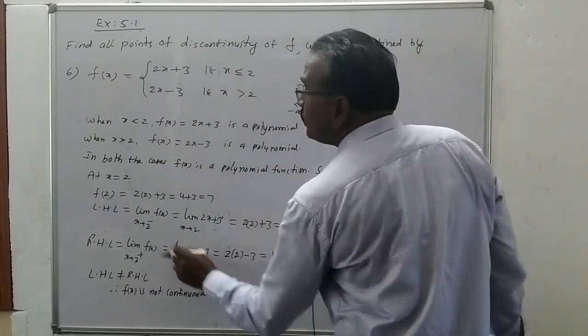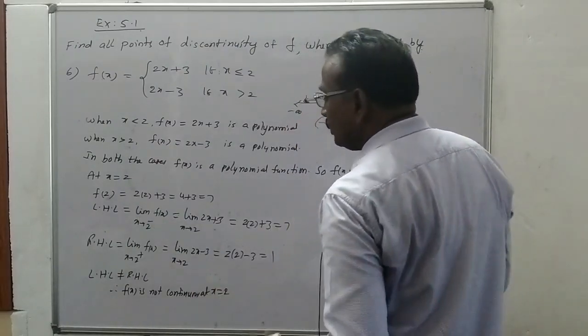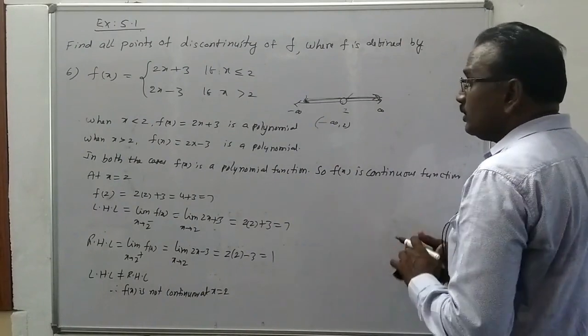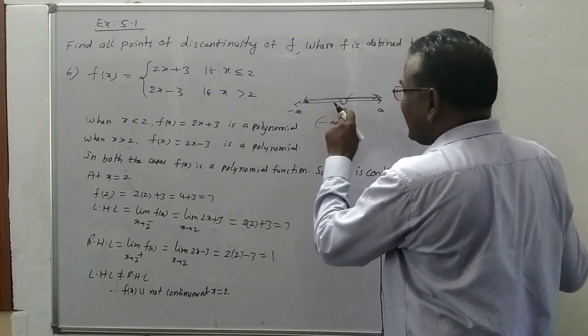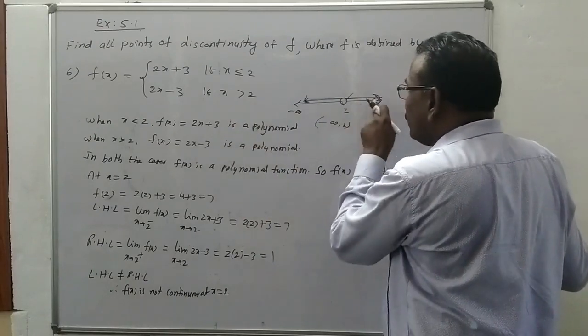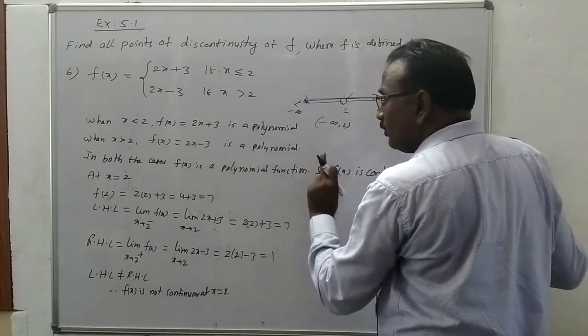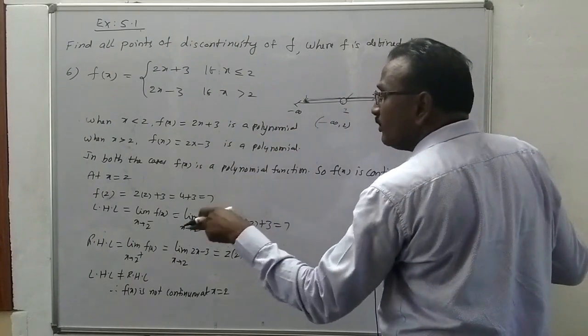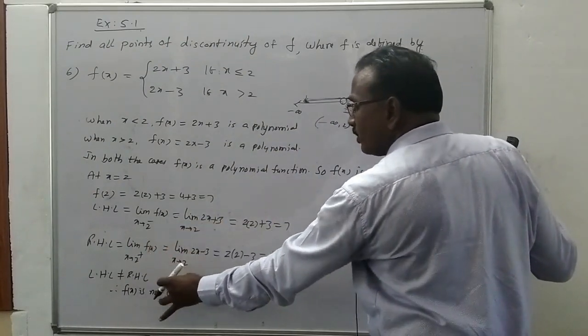At x is equal to 2 only, the function is not continuous. From this problem, for x less than 2, f of x is a polynomial, continuous. For x greater than 2, f of x is a polynomial, continuous. At x is equal to 2, the function f of x is not continuous.